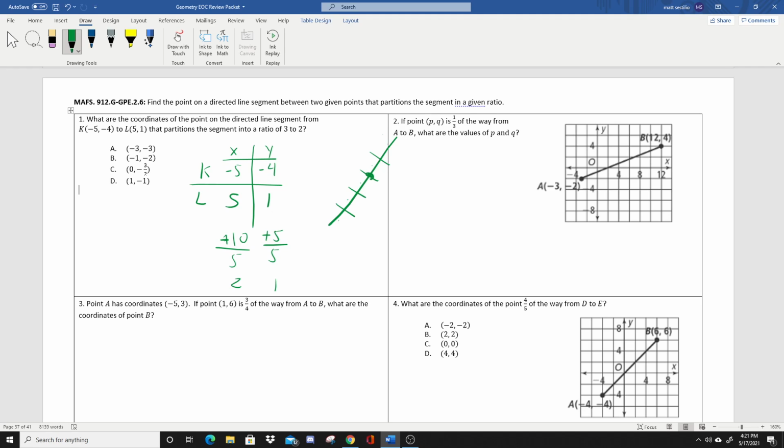So if we started at K at -5 and we're traveling to L, if we travel one part, we'd be at -2, -3 by adding 2 to the X value and 1 to the Y value. Then the second part would be at -1, -2, just adding 2 and 1. The third part, which is our answer, would be 1, -1. So our answer is D.